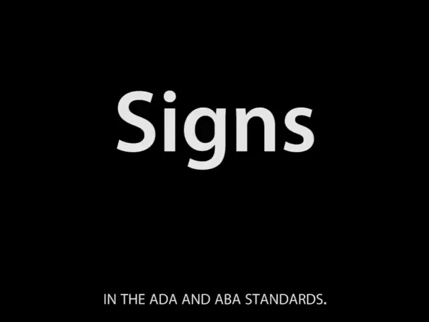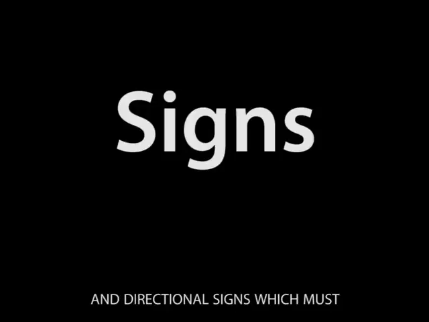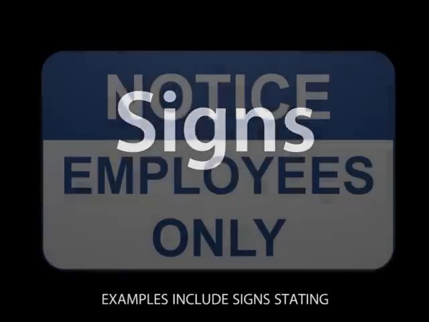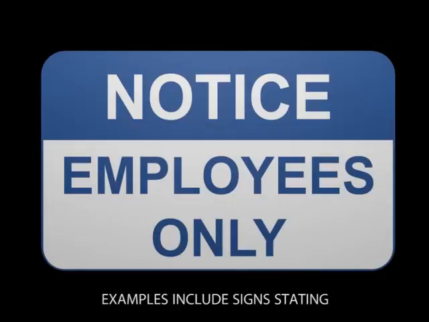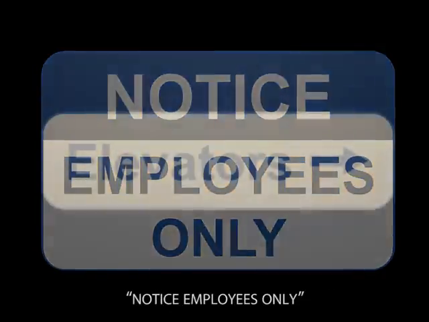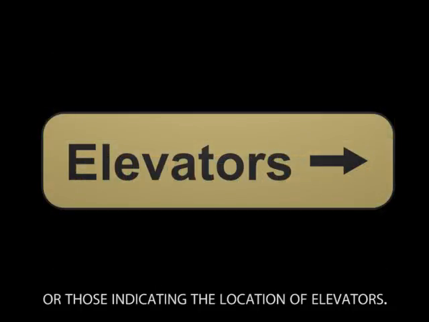This animation explains requirements for signs in the ADA and ABA standards. The standards cover informational signs and directional signs, which must meet requirements for visual legibility. Examples include signs stating "Notice, Employees Only," or those indicating the location of elevators.